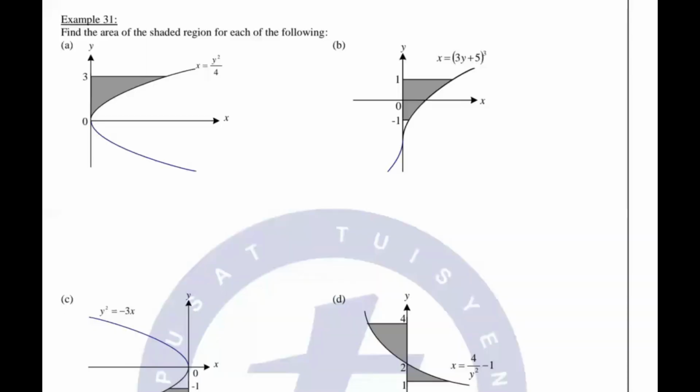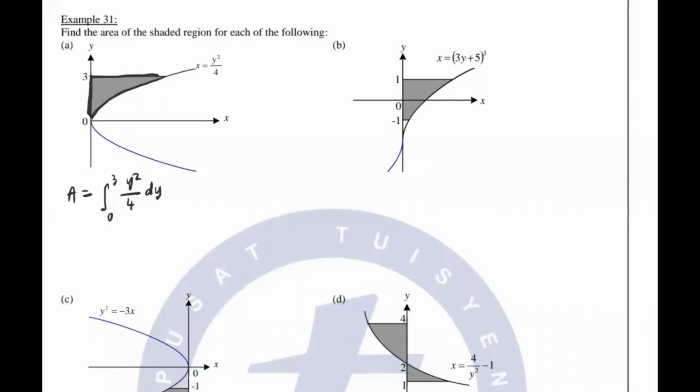Okay, guys, let's move on to example number 31. In this example, you're supposed to find the area of the shaded region bounded by the y-axis. The first question, you're given x equals y squared over 4, and you can see here this is bounded by the y-axis. So when you integrate this, you move towards the y-axis. Your area is bounded by lower limit 0, upper limit 3. Your function x is y squared over 4 dy.